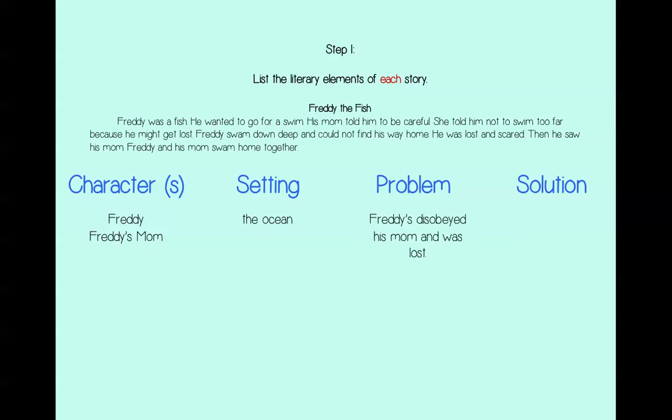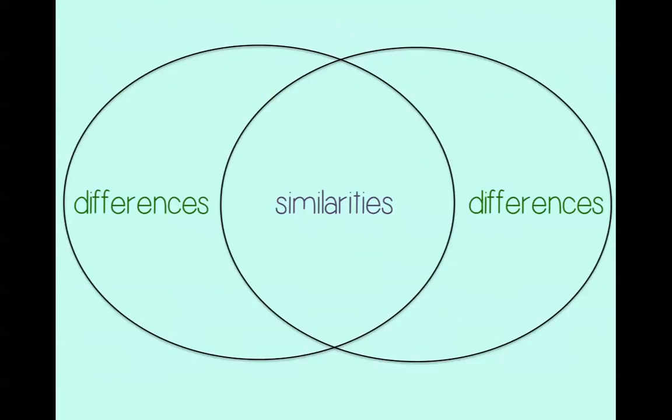And the problem. Freddy's problem was that he disobeyed his mom when she told him to be careful and not to swim too far, and he was lost. That seems like a pretty big problem. And his solution was he eventually found his mom and they swam home together. So now we've listed our literary elements for each story and we can go on to our next step.